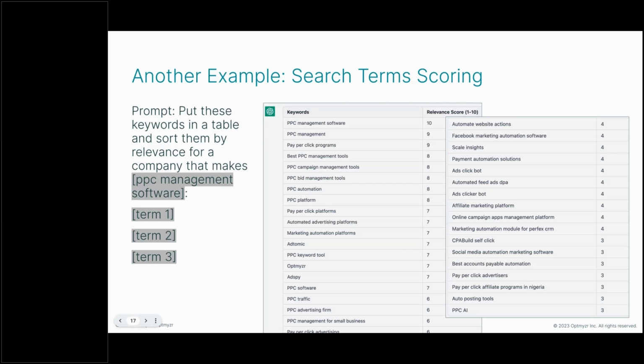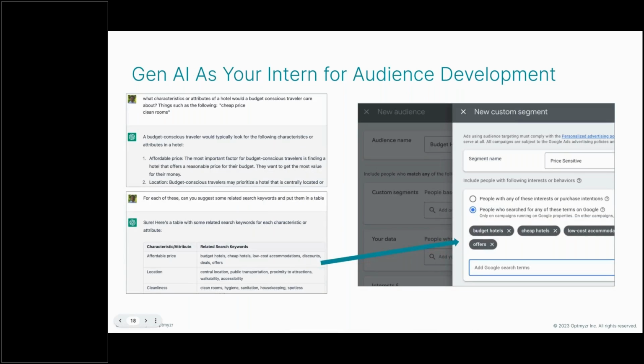So one of them right there at the end is auto posting tools. We're not really a posting tool. We are building social capabilities, but we don't have them quite yet. So that's less relevant, which is really good to know. That might be a good idea for me for a negative keyword. That's where GPT and generative AI can be really helpful to streamline your process.